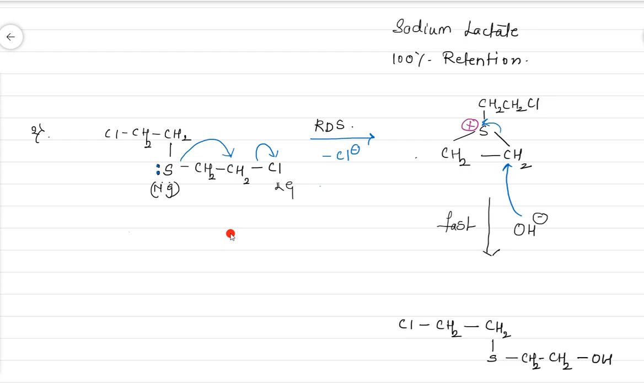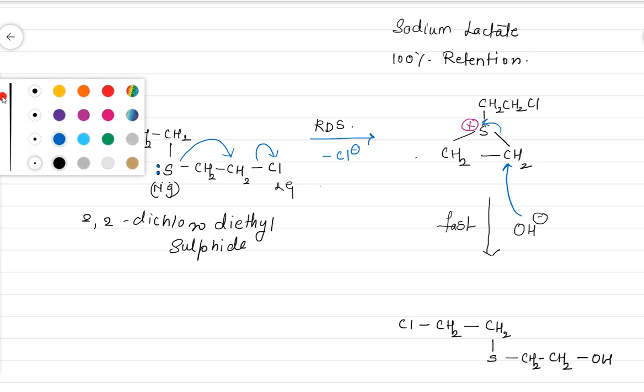Okay, fine. I'll write the name of this. This is 2,2-dichloro diethyl sulfide. Okay, and this is your cyclic sulfonium ion.